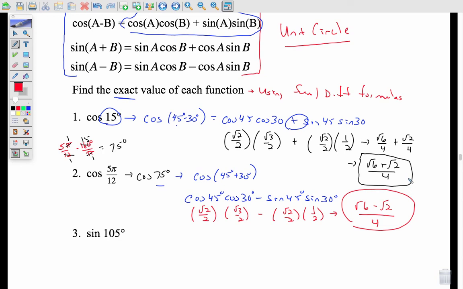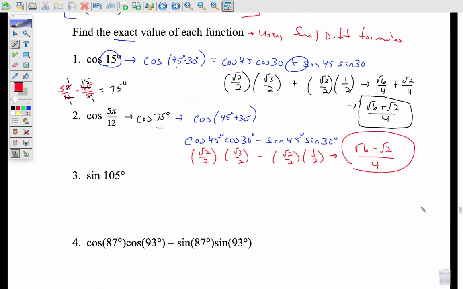So there's a note to make, is you'll find as we go through here, a lot of our answers are going to look like this. Square root of 6 minus the square root of 2, square root of 2 plus the square root of 6, and so forth, all over 4, because we're using those same values off of the unit circle. Oh, we'll go ahead and move on here.